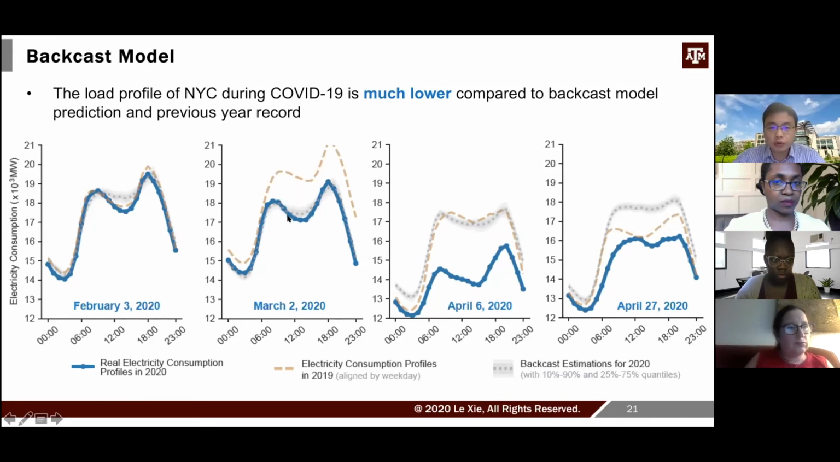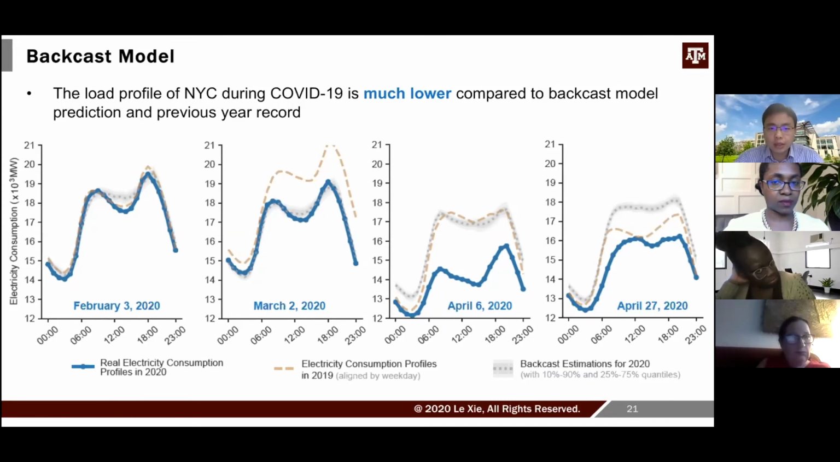So I want you to focus on the difference between the blue curve and the gray curve. Why? Because that's the real difference because of COVID, right? You should not look at the difference between the blue curve and the orange curve. The orange curve is just looking at 2019 and contrasting the difference between 2019 and 2020, because that may give you a wrong impression of the impact.